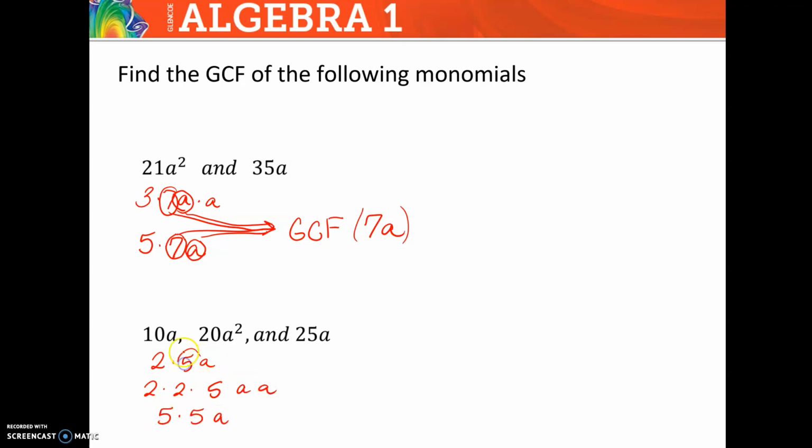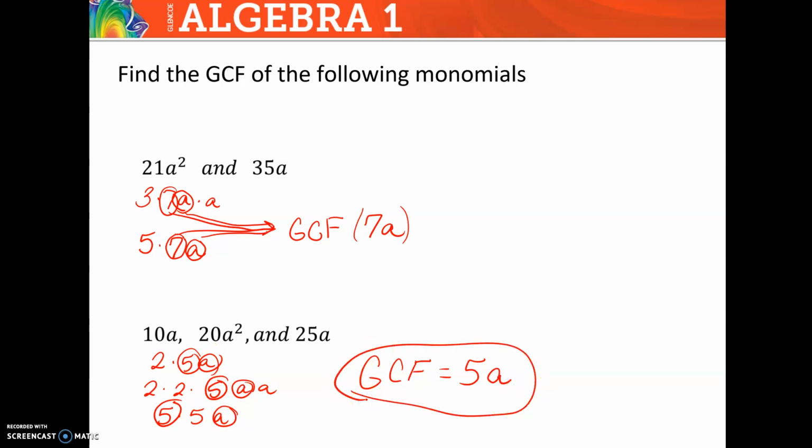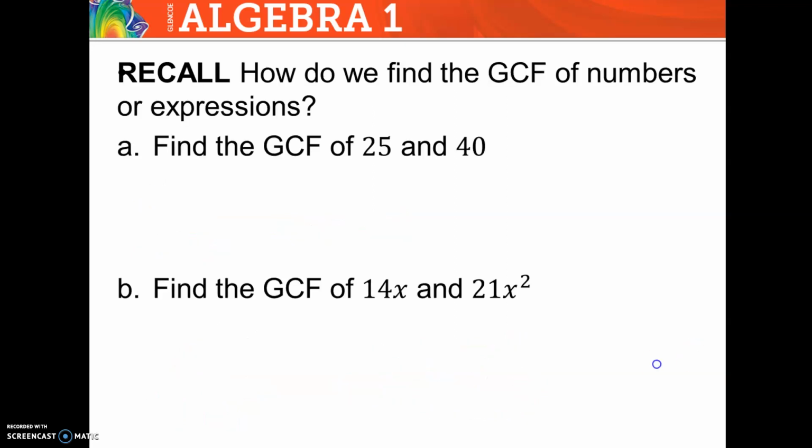So we notice they all have at least one 5. So my GCF would be 5, and the greatest amount of a's they have in common is 1. So my greatest common factor is 5a. We have to learn how to find that GCF in order to be able to factor it out.